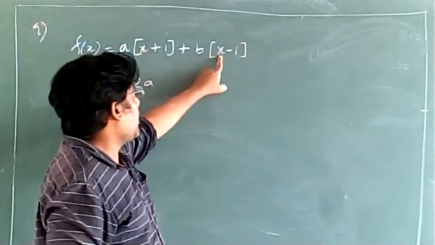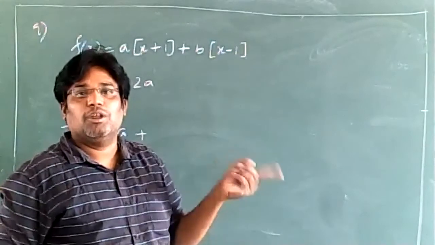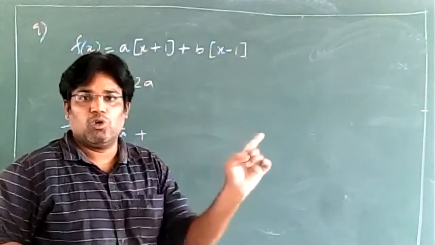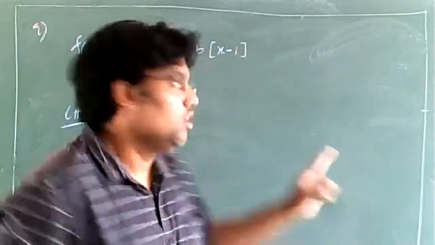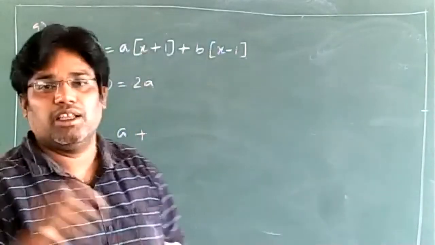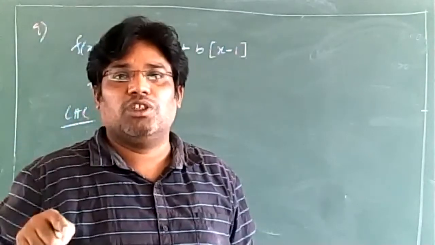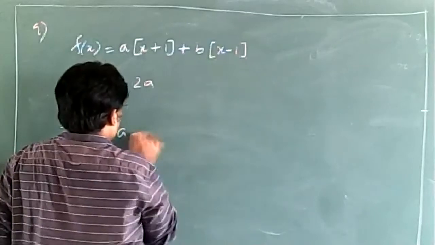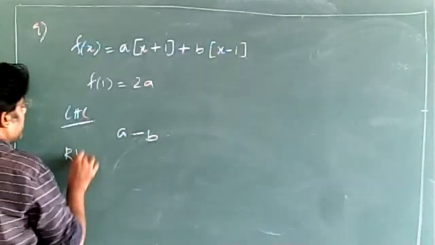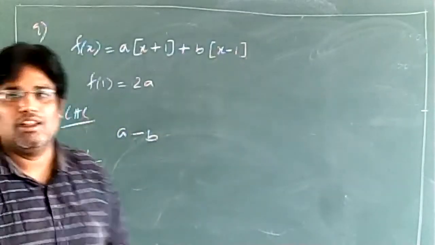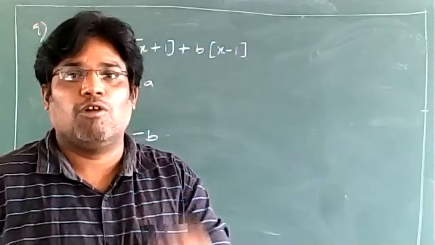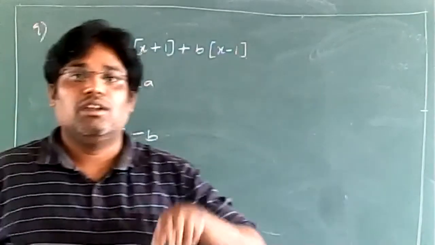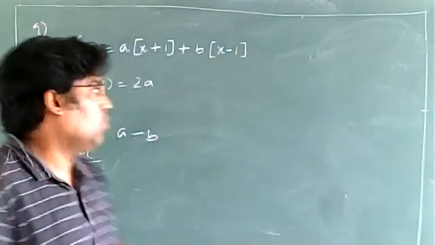So 0.9 minus 1 becomes minus 0.1. Take a left hand limit, which means we can take a value slightly less than 1, say 0.9. 0.9 minus 1 is minus 0.1. What is the step function of minus 0.1? Minus 1. Minus 1 into b is minus b. That is the left hand limit. Right hand limit, greater than 1, we can take 1.1. 1.1 plus 1 is what? 2.1. Step function of 2.1 is what? 2. That is 2a.